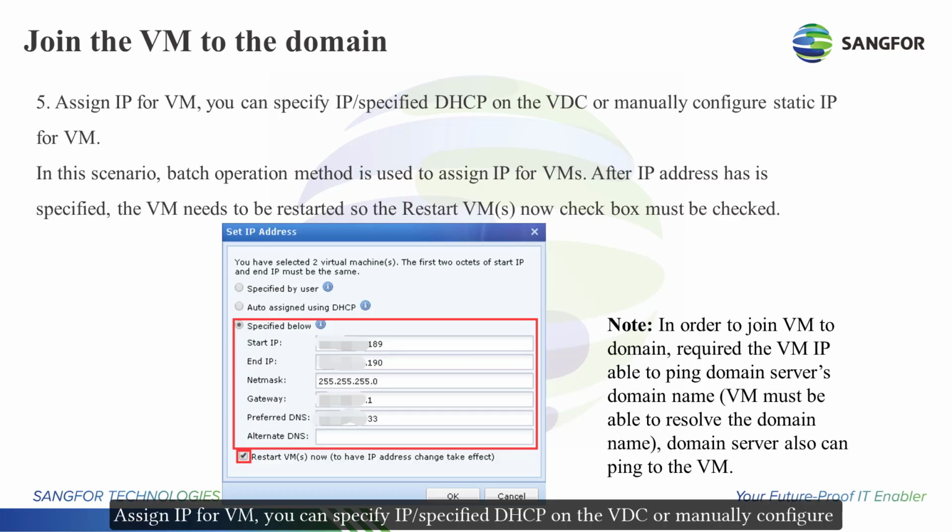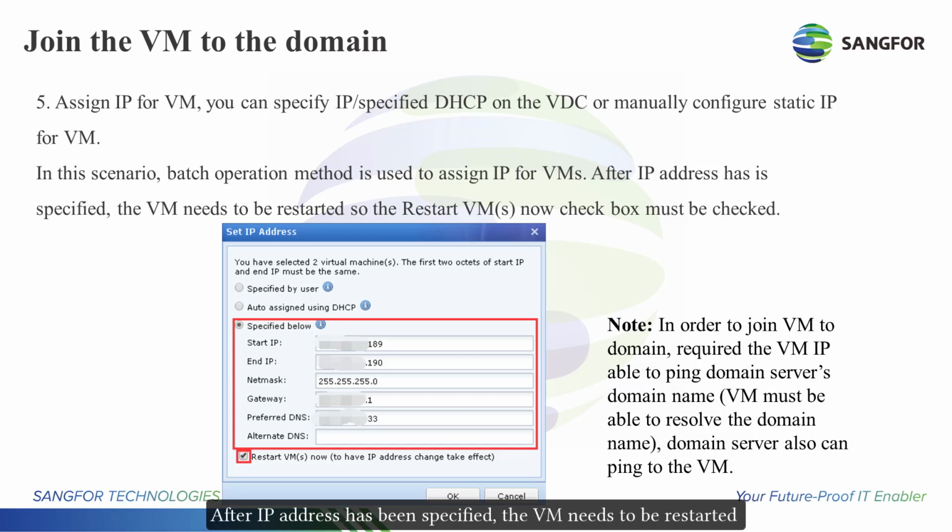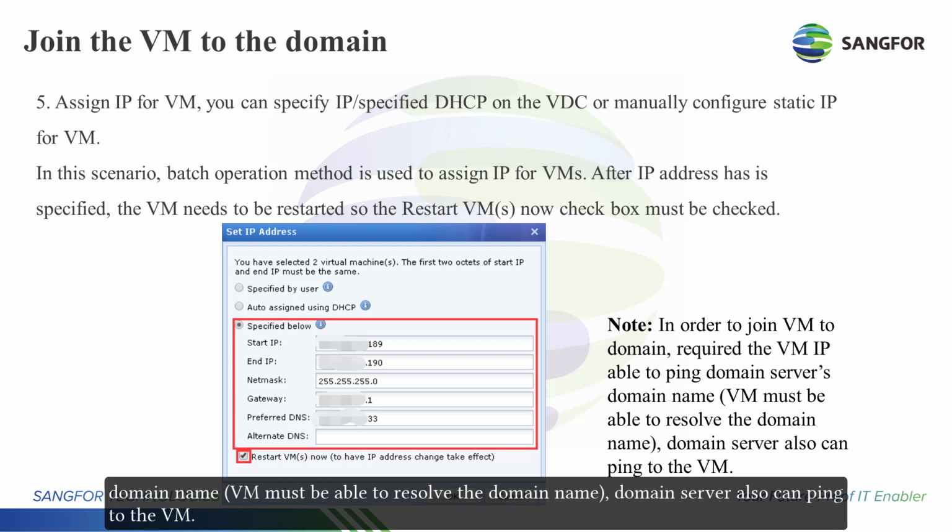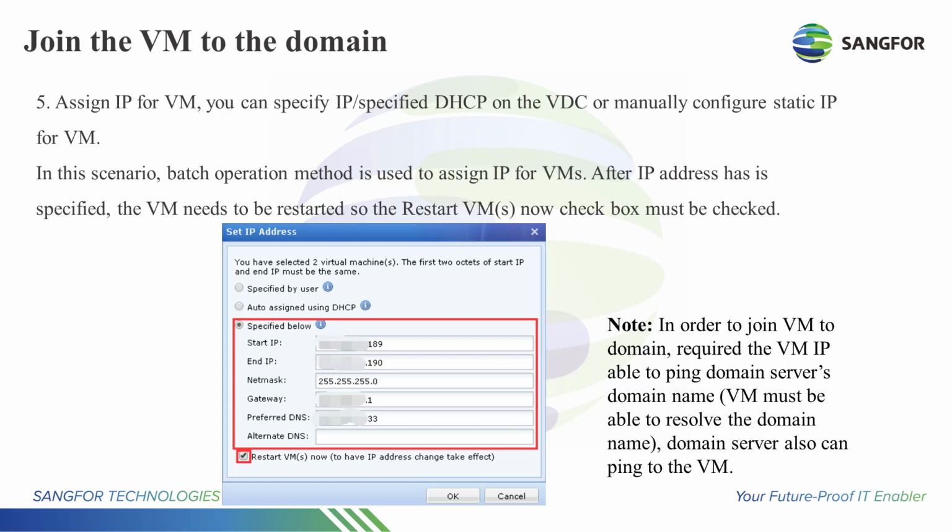Assign IP for the VM. You can specify an IP, specify DHCP on a VDC, or manually configure a static IP for the VM. In this scenario, the batch operation method is used to assign the IP. After the IP address has been specified, the VM needs to be restarted, so the Restart VM Now checkbox must be checked. Note, in order to join the VM to the domain, the VM IP must be able to ping the domain server's domain name. The VM must be able to resolve the domain name, and the domain server must also be able to ping the VM.